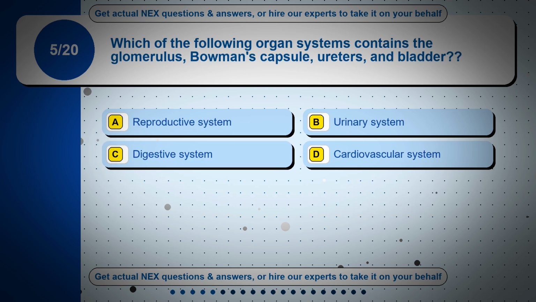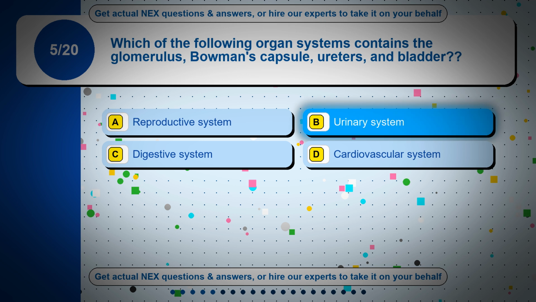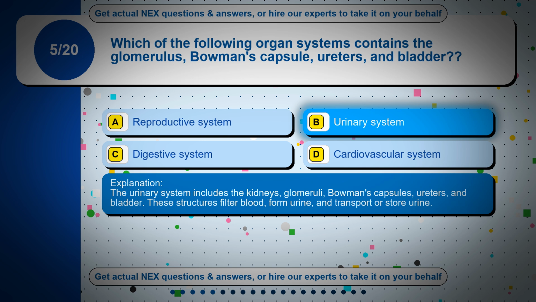Question 5. Which of the following organ systems contains the glomerulus, Bowman's capsule, ureters, and bladder? Option A, reproductive system. Option B, urinary system. Option C, digestive system. Option D, cardiovascular system. The correct answer is option B. Urinary system. The urinary system includes the kidneys, glomeruli, Bowman's capsules, ureters, and bladder. These structures filter blood, form urine, and transport or store urine.